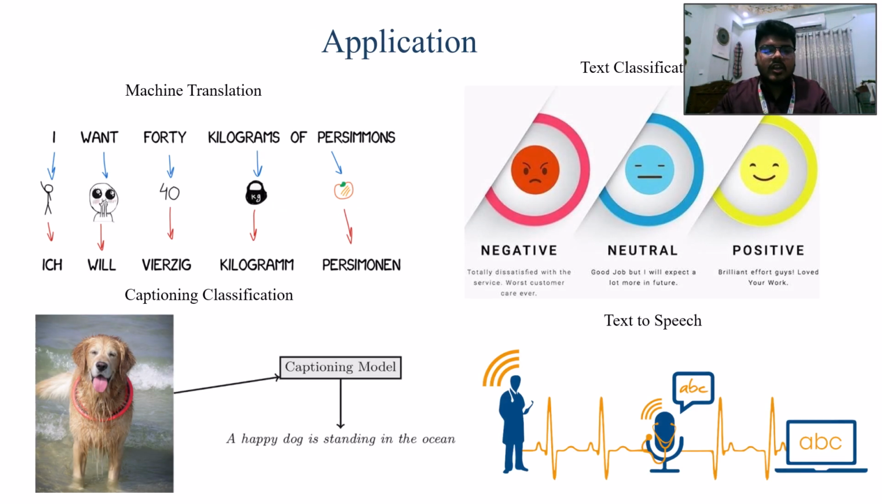Here are the applications of RNN. We can use it in machine translation, text classification, image captioning, or text to speech.